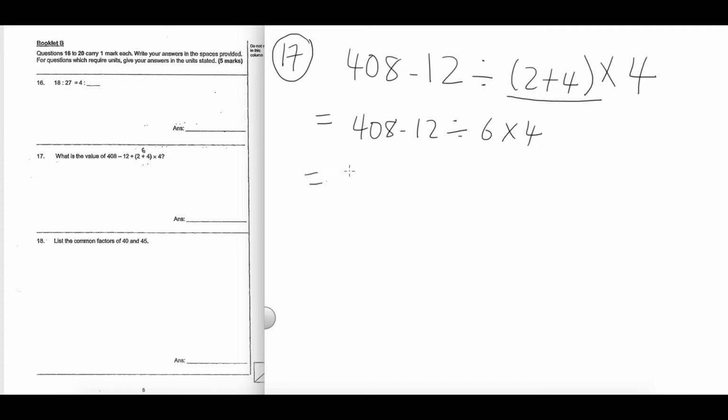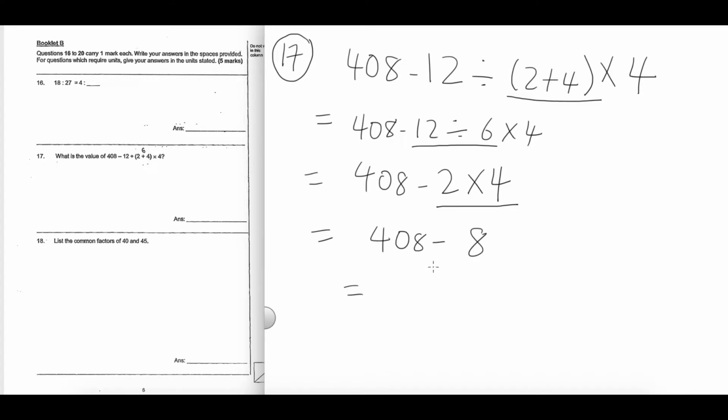So what should we do next? Should we do a minus, divide, or times first? As we all should know, divide and times come first, and if you have both divide and times, we start from the left. So you have to do 12 divided by 6 first. 12 divided by 6, you're going to get a 2. So minus and times. We do the times first. 2 times 4, you get 8.